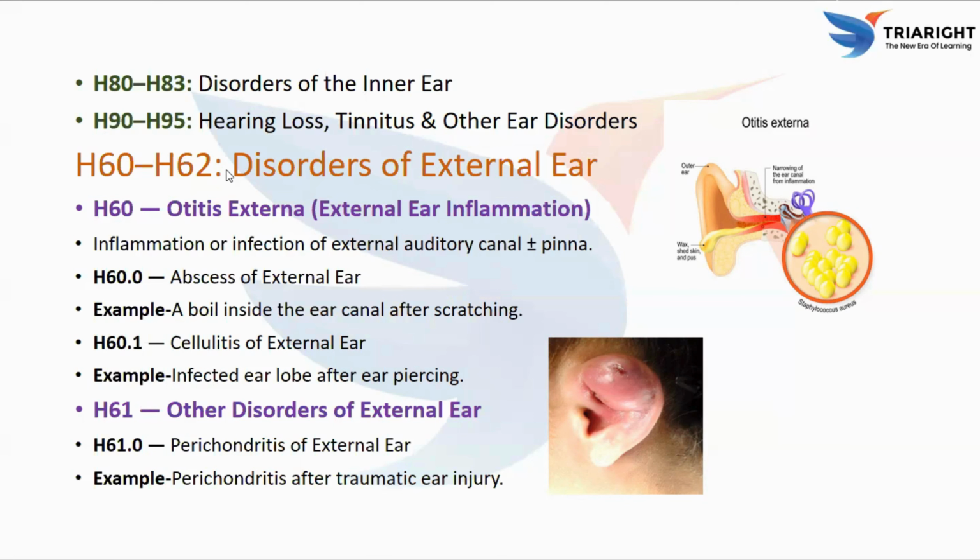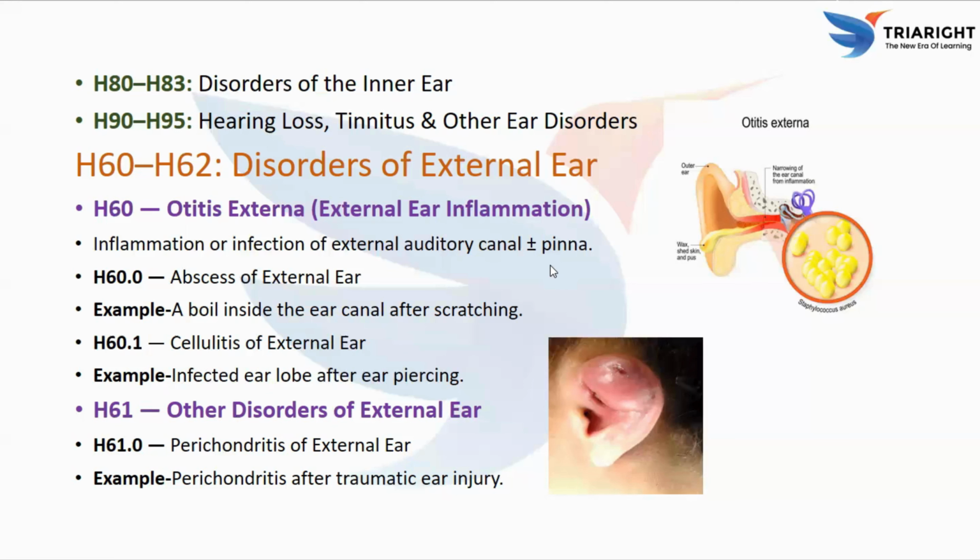H60 to H62. This category involves the diseases affecting the external ear, which includes the auricle and also the external auditory canal, the ear canal up to the tympanic membrane. Conditions in this range usually involve inflammation, infection, trauma, dermatological issues, abscesses, cellulitis and perichondritis. So H60, what is H60? It is otitis externa, which is nothing but external ear inflammation.